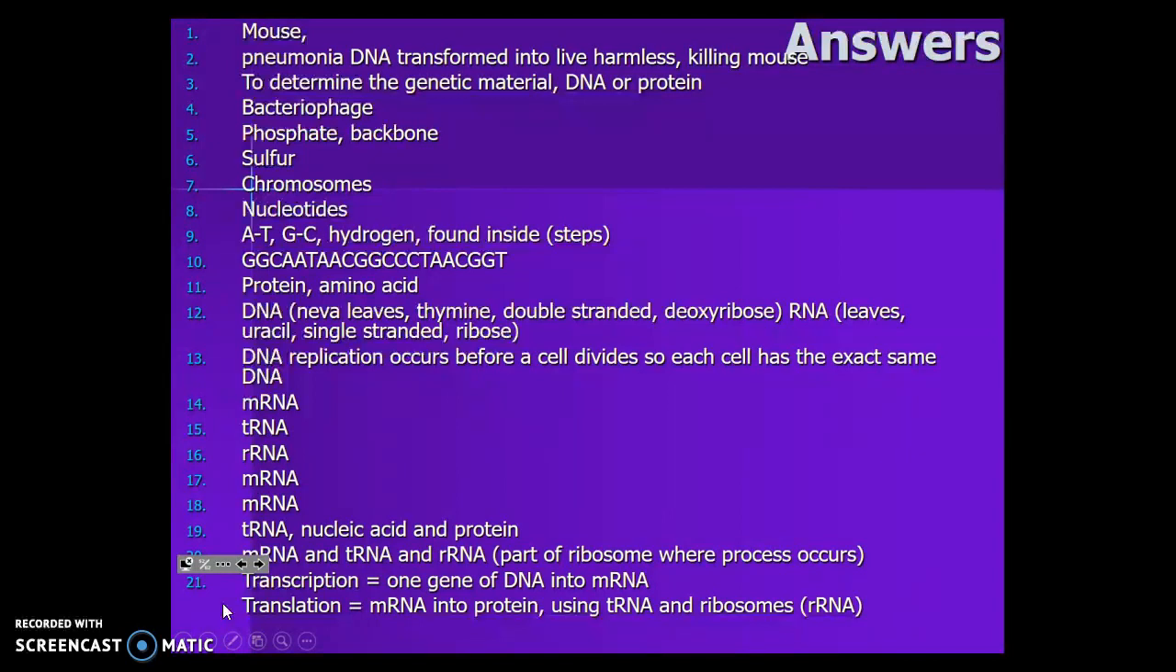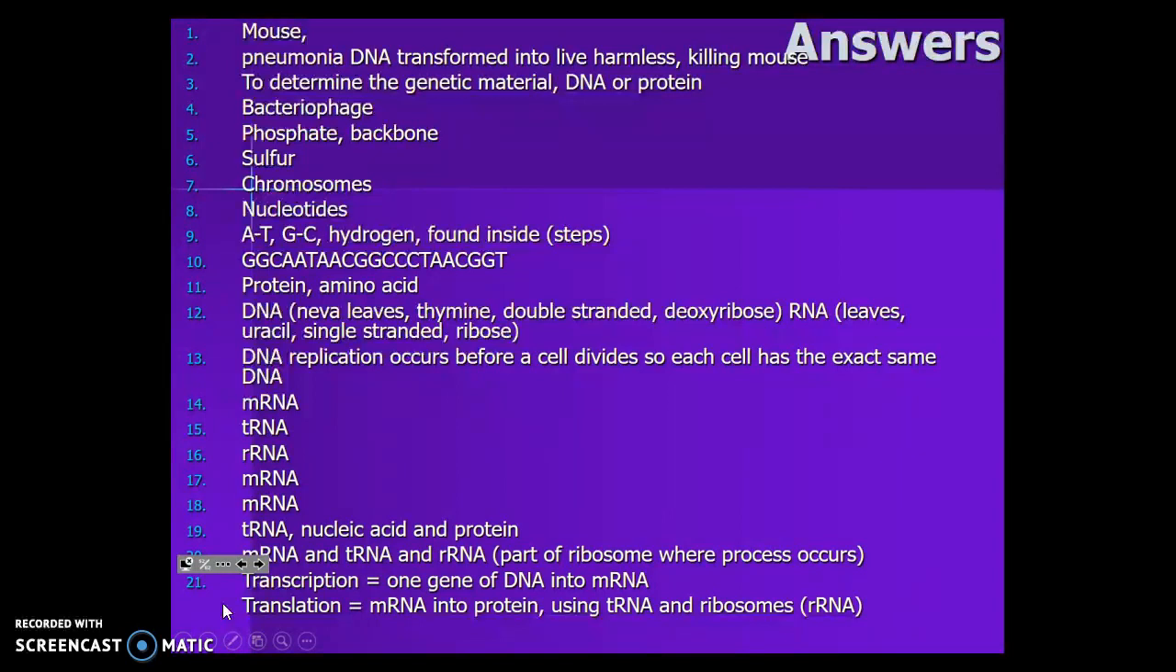Number 9, describing the complementary base pairing rule, offering also the bond that keeps them together, and where on the DNA are they found, on the sides or within? Well, the complementary base pair rules are adenine to thymine, guanine to cytosine. The bond that holds them together is hydrogen, and they're found on the inner portion, on the inside of the DNA molecule. Please take a moment right now and check your complementary strand with mine up there on number 10.